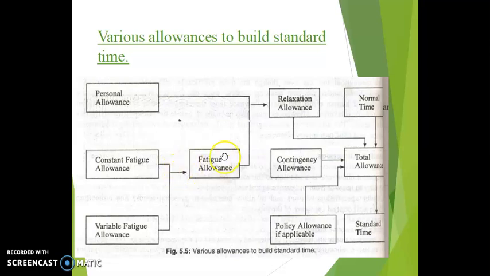Now, if you look at the figure here, the allowances are categorized as relaxation allowance, interference and contingency allowance, and policy allowance if applicable. Now if we add the normal time with respect to total allowances, it gives us the standard time. Now let us describe in brief these allowances first.